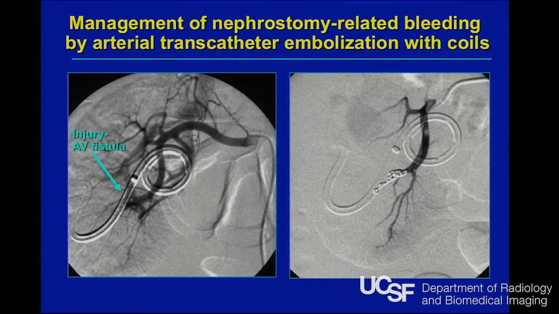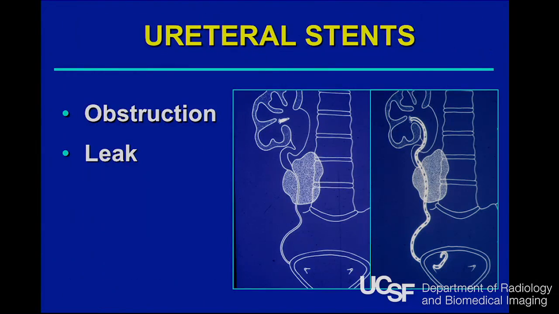Here's one way of dealing with the bleeding complications. This patient actually had an arteriovenous fistula and hematuria related to injury to the renal artery, and had to be treated with coil embolization of the injured branch of the renal artery.